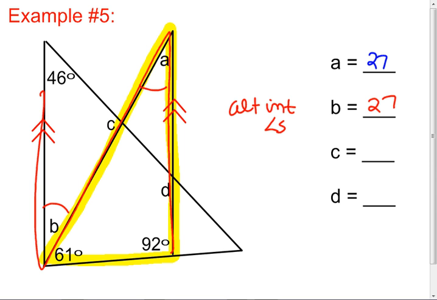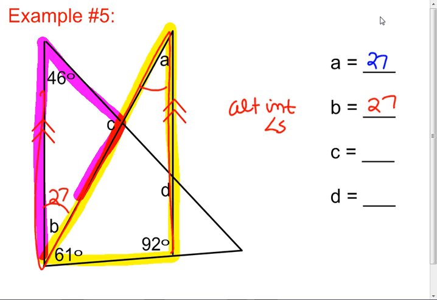Okay, once we get B, I'm going to mark it here, it's 27. I can now find C. Why? Oh, let's use purple. Because this triangle adds up to 180.